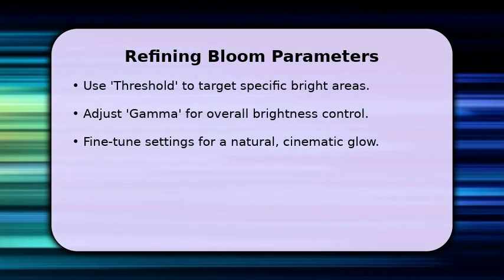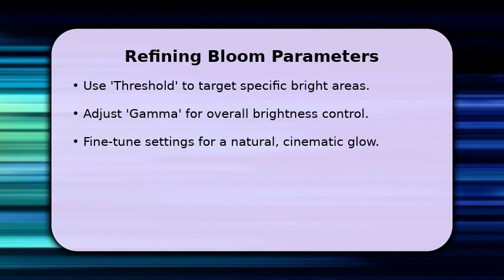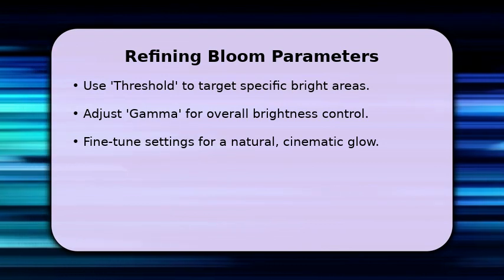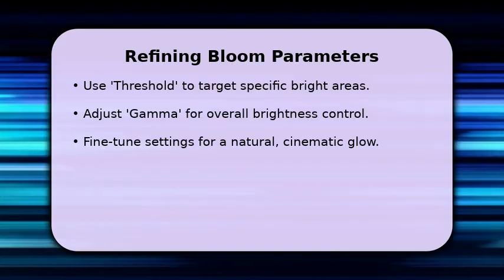To refine your bloom, adjust the threshold parameter in the glow node. This controls which bright areas receive the glow. A lower threshold means more areas will glow. You can also tweak the gamma to subtly brighten or darken the overall effect. Remember, a little goes a long way with bloom. Aim for a natural, ethereal glow rather than an overpowering one. Play around until it perfectly complements your footage.